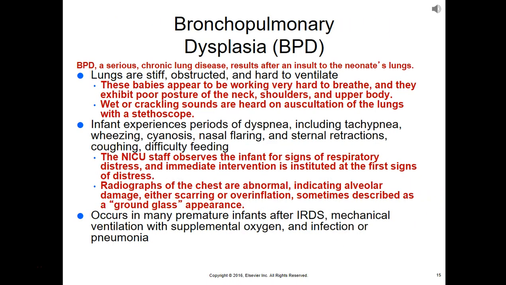BPD is bronchopulmonary dysplasia. It's a serious chronic lung disease that results after an insult to the neonate's lungs. The lungs are stiff, they are obstructed, and they're hard to ventilate. These babies appear to be working very hard to breathe, and they exhibit poor posture of the neck, which means they don't hold their neck up very well. Also, they have poor posture of the shoulders and the upper body.